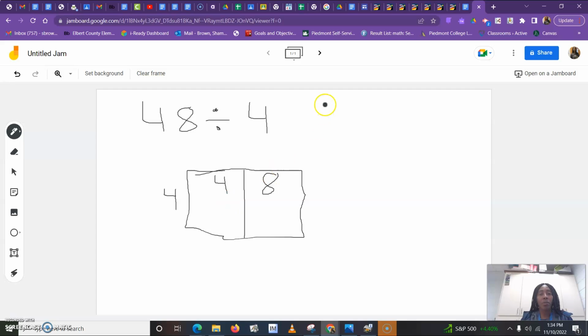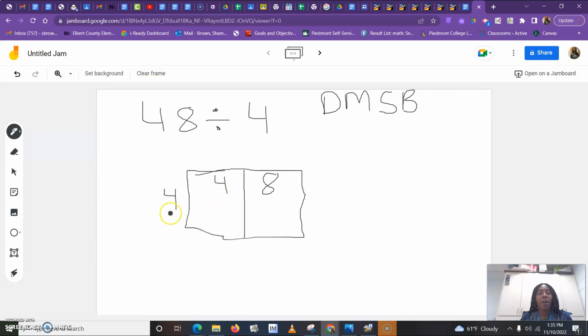My first step to division, I'm going to write it up here, is my steps, DMSB. And remember the acronym, dirty monkey smell bad. So divide, multiply, subtract, and bring down. So my first step is divide.